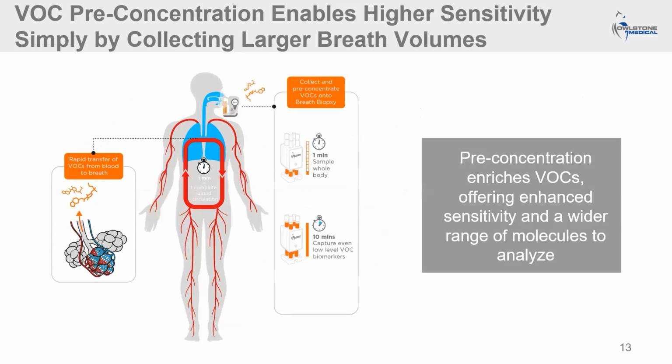Reciva collects a set volume of breath, which takes approximately 10 minutes. Since our blood volume circulates through our lungs about once per minute, there's quite a large headspace of blood collected in a given sample, and this pre-concentration enables much higher sensitivity.